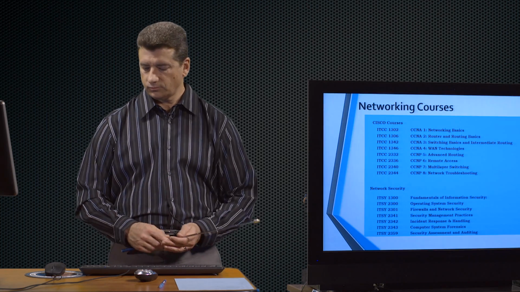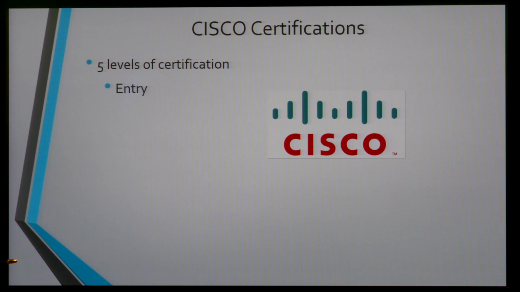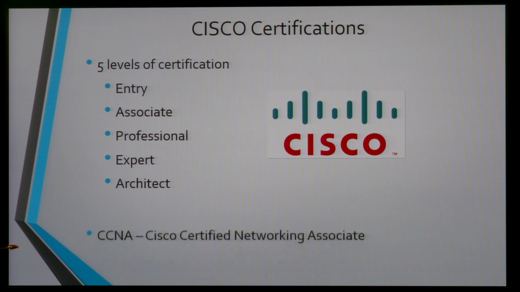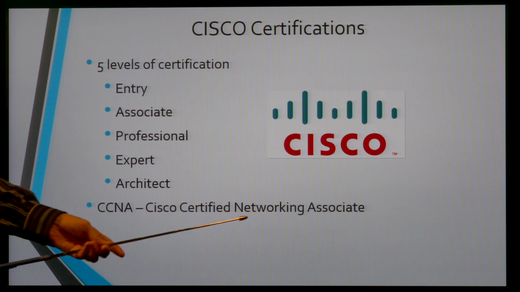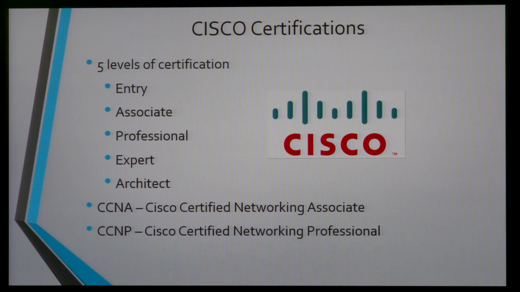Okay? All right, so if we looked at that, as I just described, we have 5 levels of certification: entry level, associate level, professional level, expert, and then architect. So the 2 here at the college, that's the CCNA, networking at the associate level. And then we also have CCNP courses, networking at the professional level.